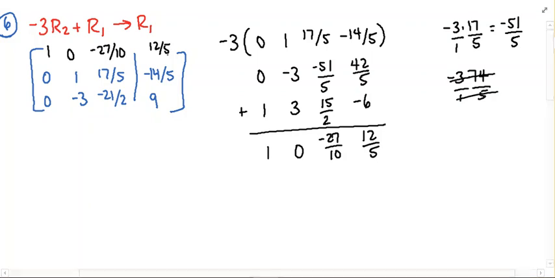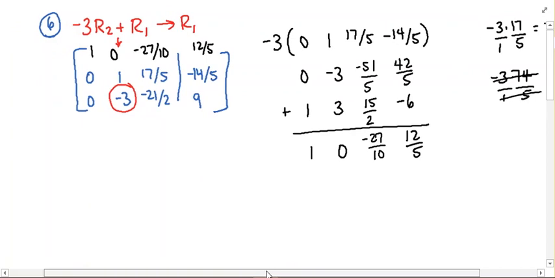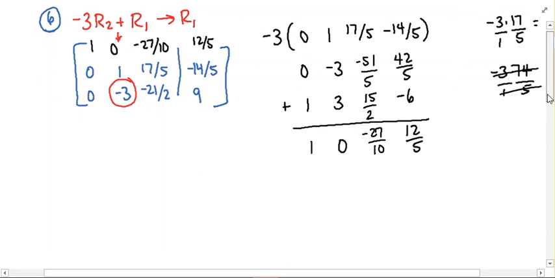All right, still in the second column. Now we've got to zero out this -3. So again, use the third row operation. We are in the second column. We're going to have to multiply the second row by something. What do we multiply by?